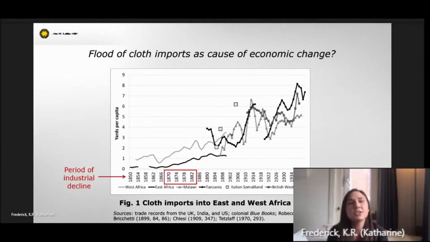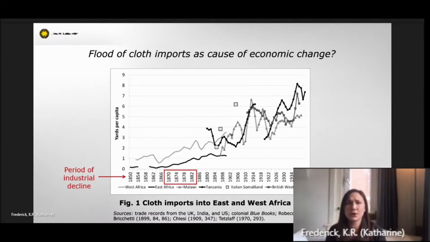Now, if we follow the logic of the deindustrialization theories, this should have something to do with a major increase in cloth imports into the region during this period of industrial decline. But if we actually look at cloth import figures, which I have here, it becomes pretty clear that the period of industrial decline indicated in the red box was actually long before textile imports would show a massive increase into East Africa more generally, but also specifically into Malawi.